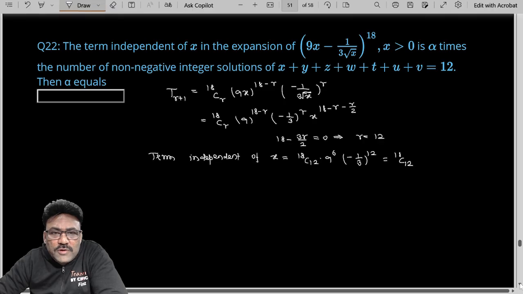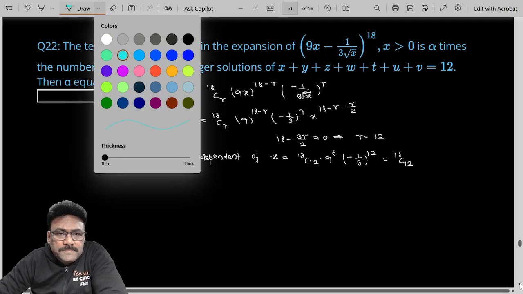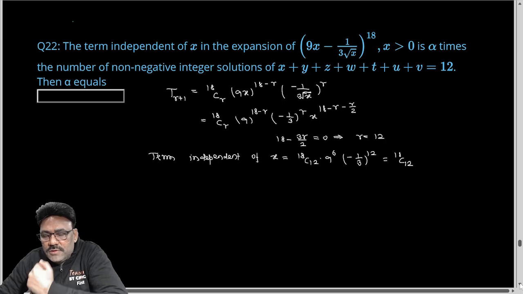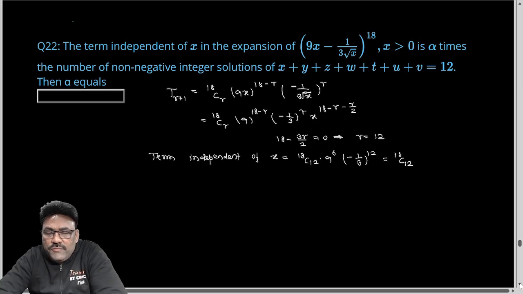Now let's find the number of solutions of this second equation. Number of solutions of this equation. So you are distributing 12 identical objects among how many persons? 1, 2, 3, 4, 5, 6, 7. Yes, 7 persons. So you are distributing 12 objects among 7 persons without any restriction.